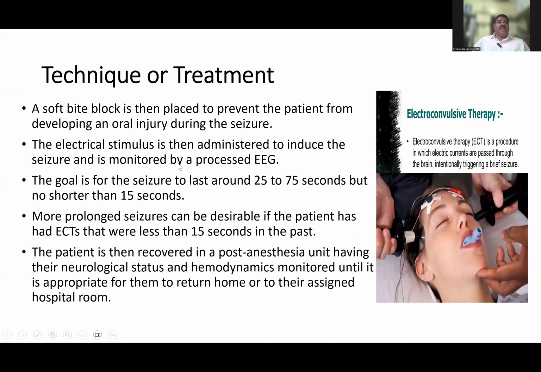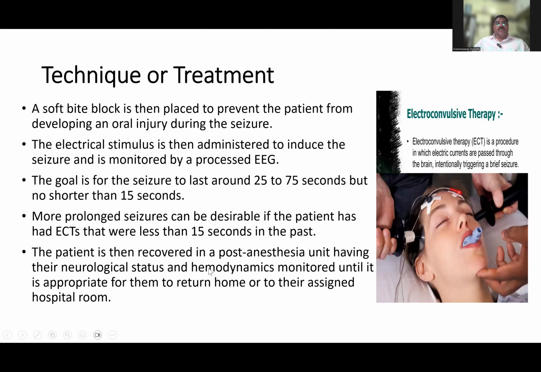The electrical stimulus is then administered to induce the seizure and is monitored by the EEG. The goal of the seizure is at least around 25 to 75 seconds, but not shorter than 15 seconds. At least the seizure should be 25 seconds. You can see the effective ECT, you can see the tonic-clonic contraction of the toe at least 25 seconds. The more prolonged seizures can be desirable if the patient has had ECT with seizures less than 50 seconds in the past.